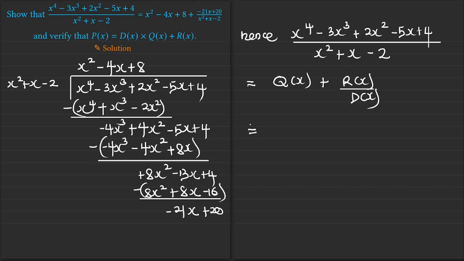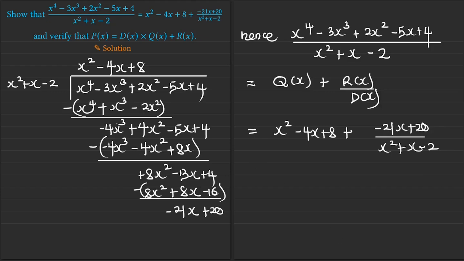So our quotient was what? X squared minus 4x plus 8. And then plus our remainder, which is now what we have over here. So negative 21x plus 20 all over this, which was the divisor right here. So we have x squared plus x minus 2. That is all. You see, so it was very easy to prove. All we needed to do was to divide and then write it in this form.